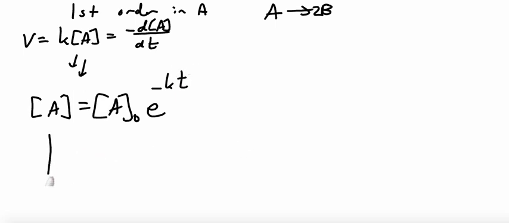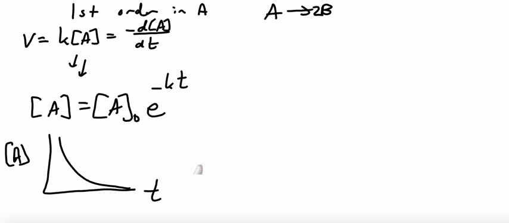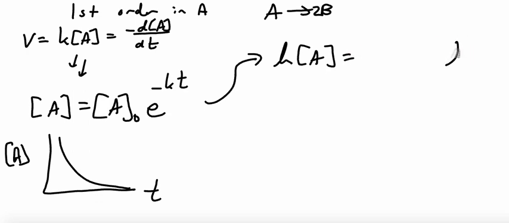And we can see, well, if we graph that, we graph A concentration as a function of t, we get a nice exponential plot. It's sometimes useful to see what kind of plot would give us a linear curve, a straight line. So let's take the log of both sides. If we take the log of both sides, we end up with the log of the concentration being equal to the log of the original concentration, and then we have a minus kt term.